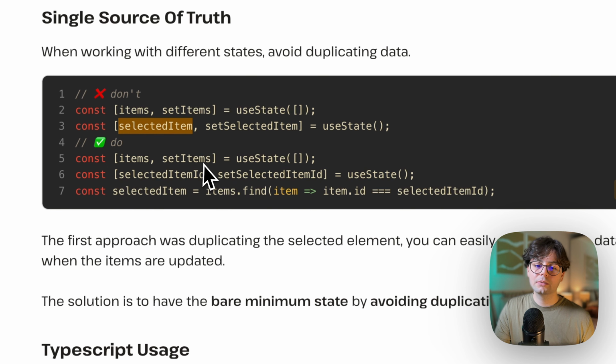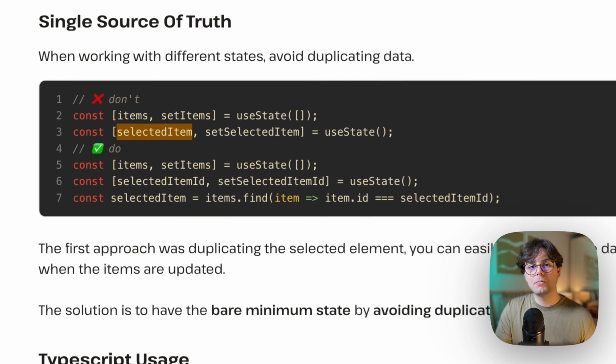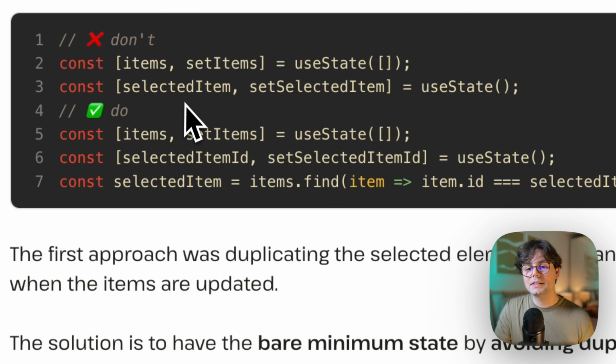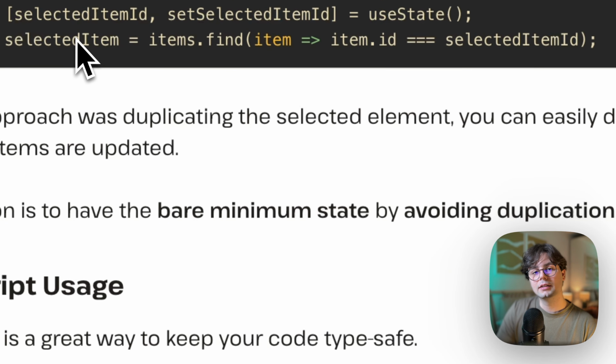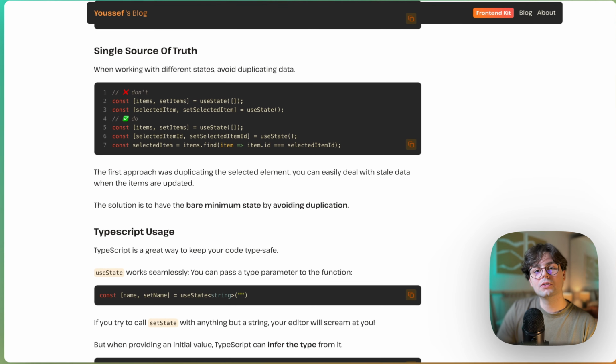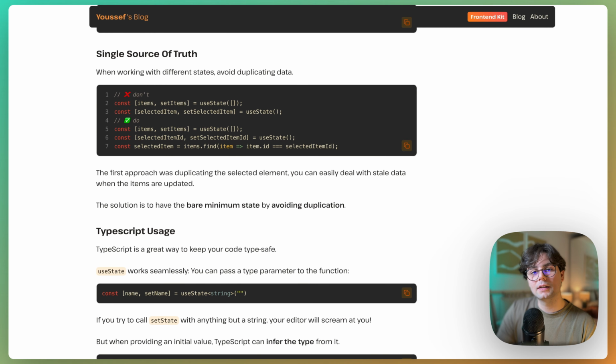The way to get around this is to use a single source of truth. In other words, you only save the bare minimum. So instead of having a state holding the selected item, we're going to have a state holding the selected item ID. And then we can use this ID to find out the selected item. In this case, if the items change, you're not going to be stuck with an old selected item.